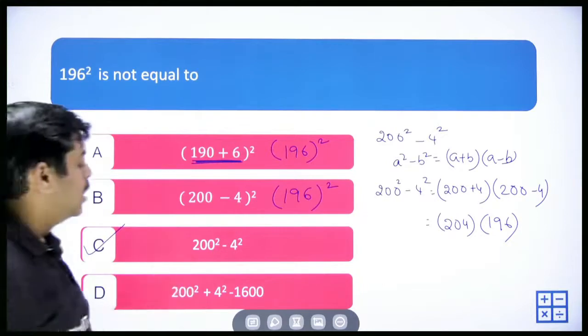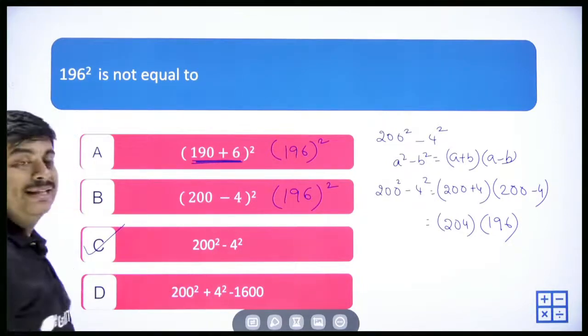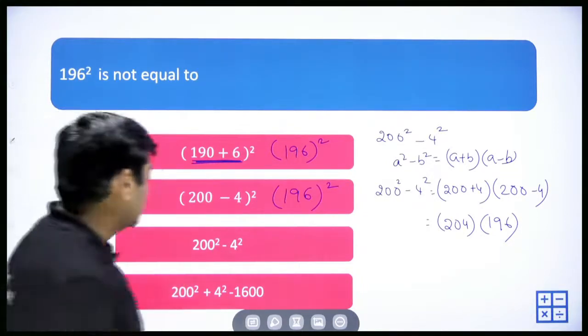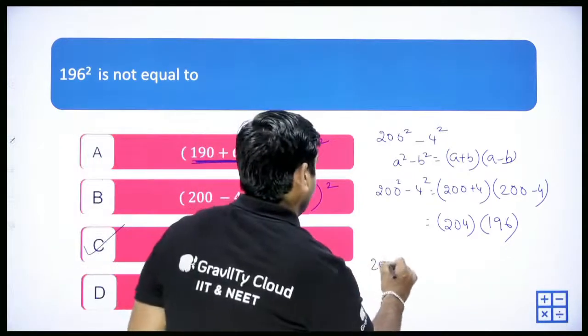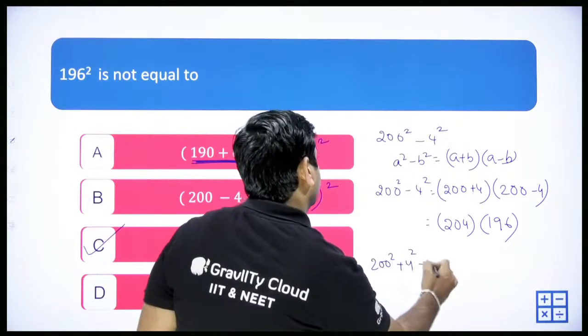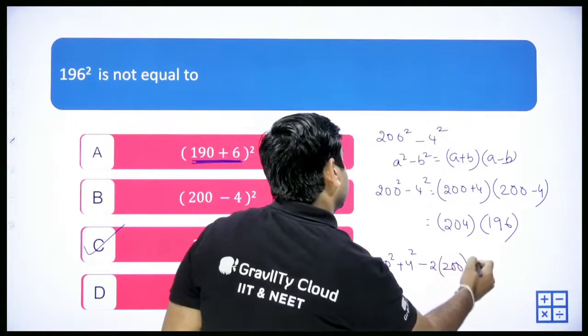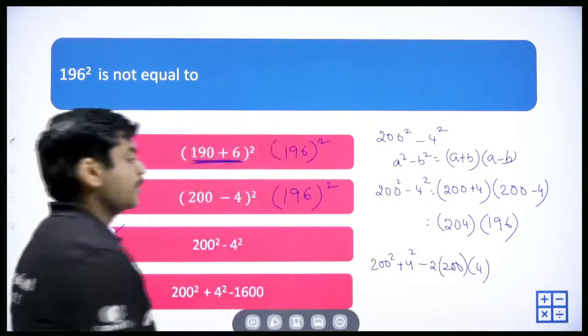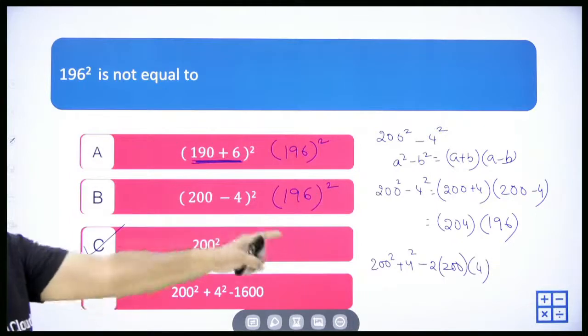What about the last one? a square plus b square minus 2ab. Maybe let me check that. 200 square plus 4 square minus 2ab. So is that equal to 1600? 4 eights are 32... 4 to the 8, 8 to the 16, 1600.